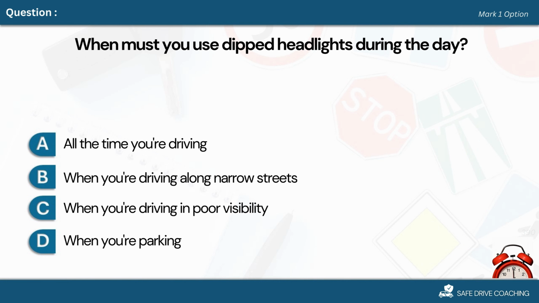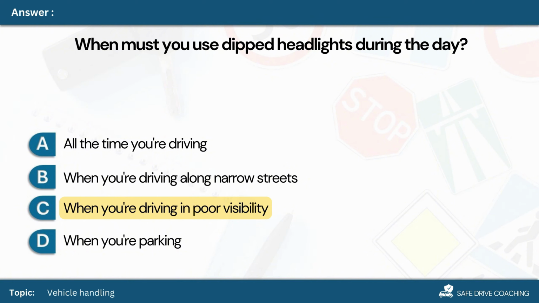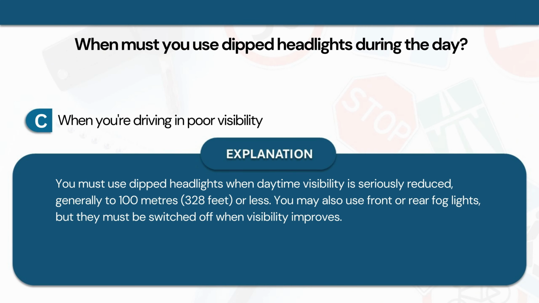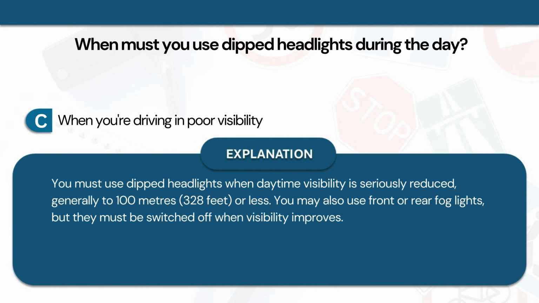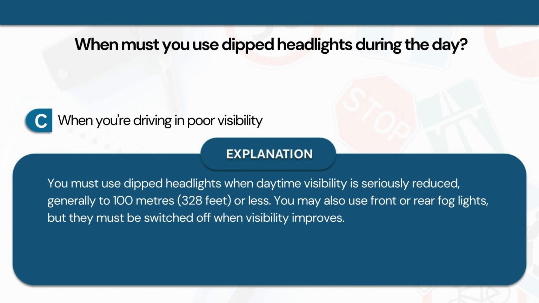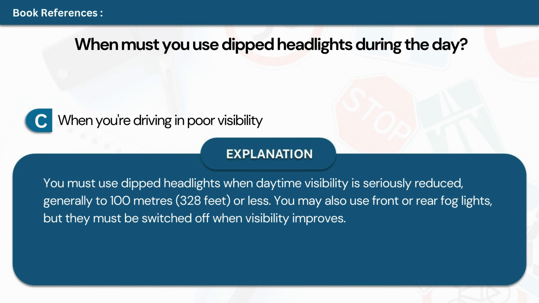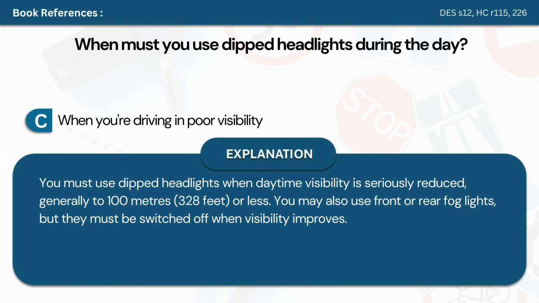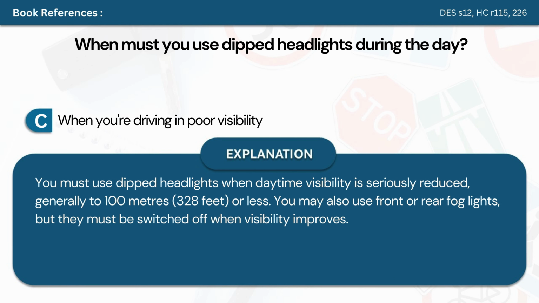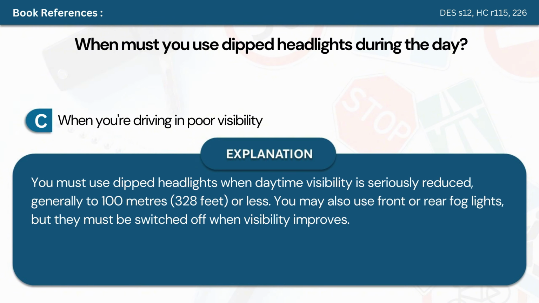The correct answer is C. When you're driving in poor visibility. You must use dipped headlights when daytime visibility is seriously reduced, generally to 100 meters or less. You may also use front or rear fog lights, but they must be switched off when visibility improves.